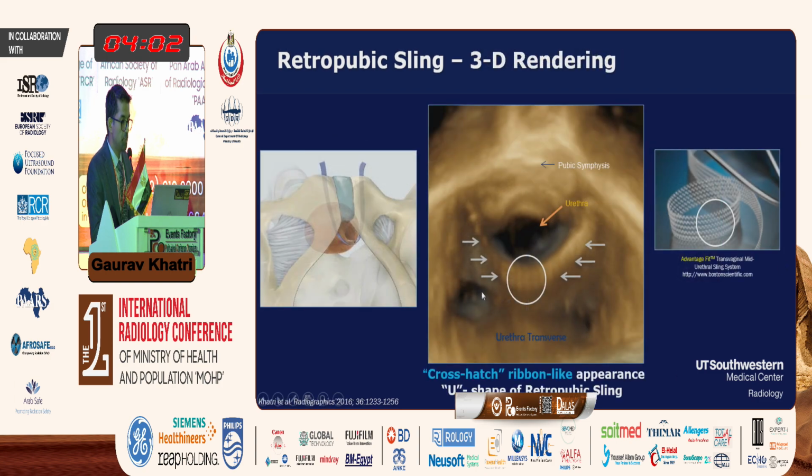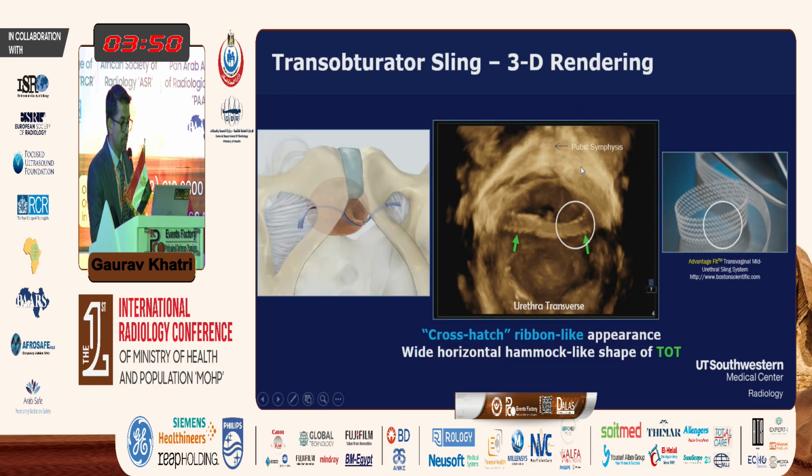When we do 3D reconstructions, we can see very nice images. Again, our surgeons like these images because they show the orientation of the sling to the urethra. You can see these sling arms are going anteriorly into the retropubic space, so this is a retropubic sling. This one, the sling arms are going more lateral instead of going anterior, so this is more of the transobturator type of sling.